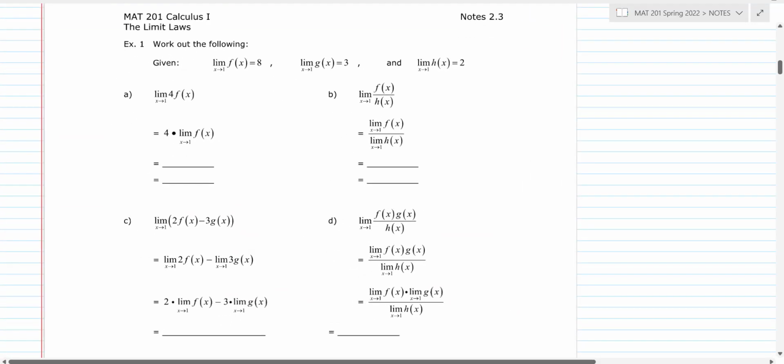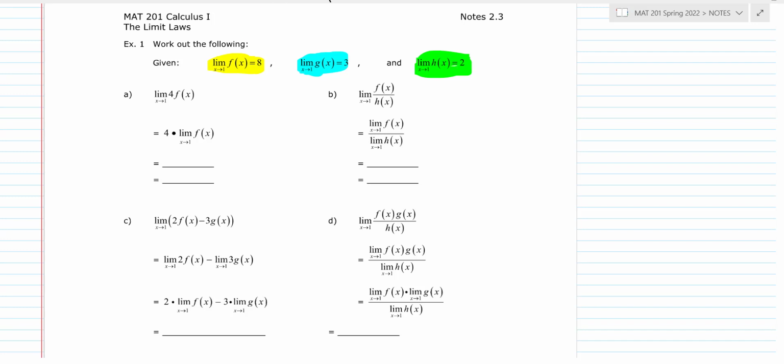And what we're doing on this one is, see, I'm actually giving you three different limits. I'm giving you the limit of f of x as x approaches 1 is equal to 8. Then I'm giving you a limit of a different function g of x, as x goes to 1 is 3. And then I'm given a third function h of x. The limit of h of x as x goes to 1 is equal to 2. Those are all two-sided limits.